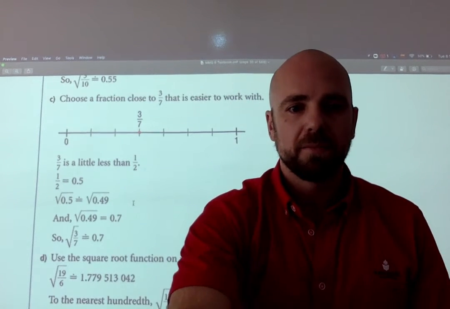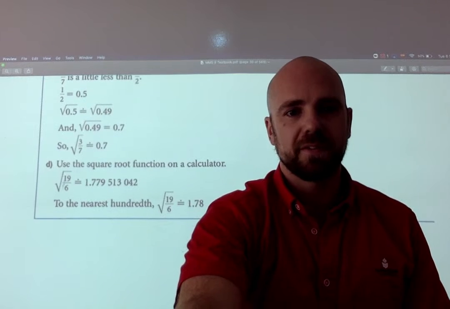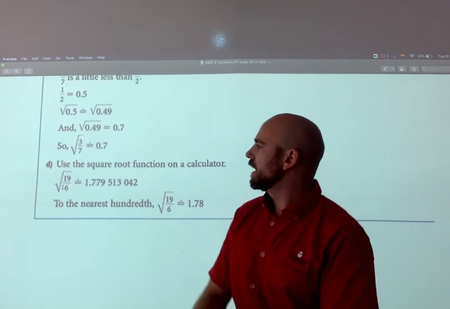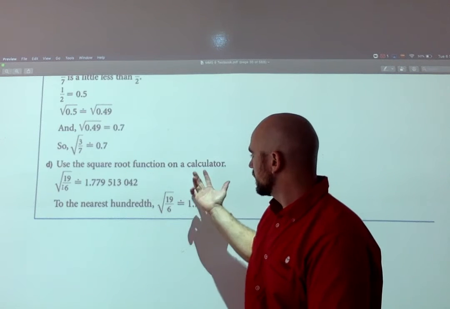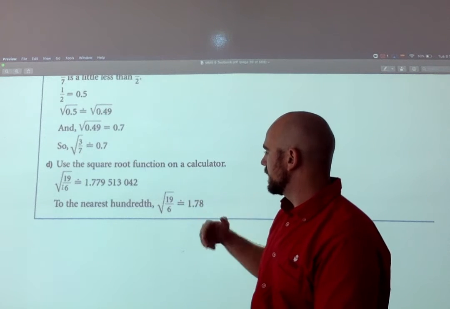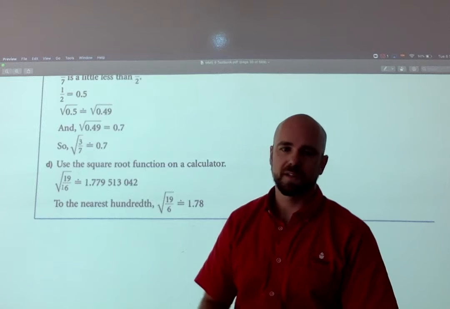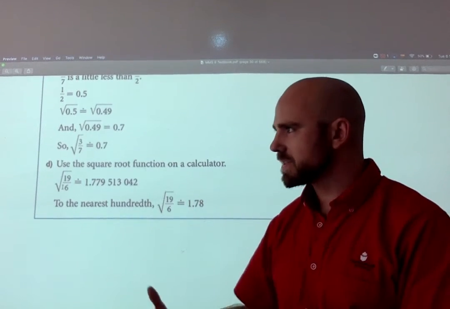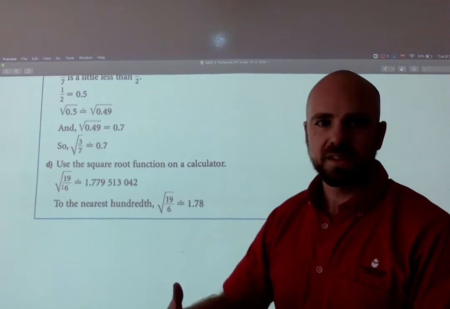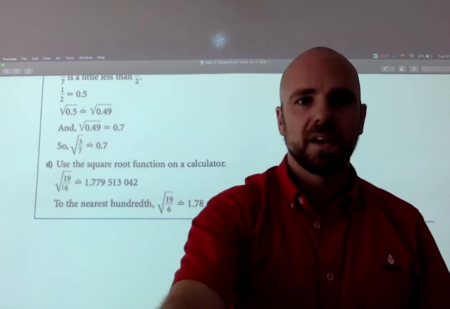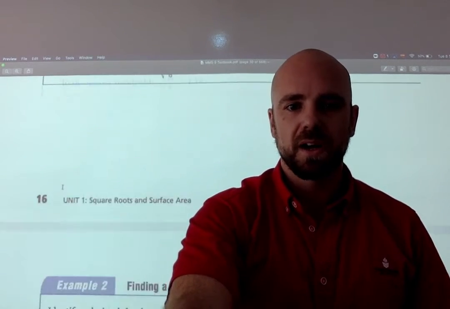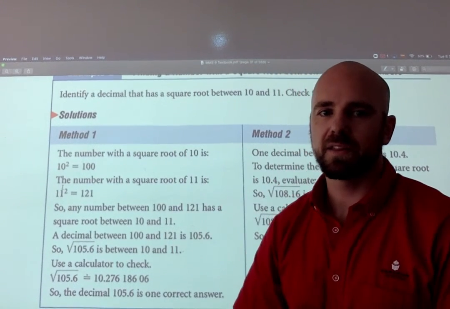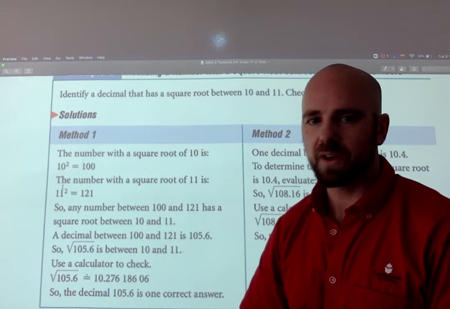Okay. The last one that they did, they have the square root of 19 over 6 and they used a calculator, so they end up getting 1.87. So those are some of the methods that you're able to use. So we've got number lines, we've got references, we've got a calculator. Okay, so we're trying to use proximity. So these are kind of the methods that they're talking about.